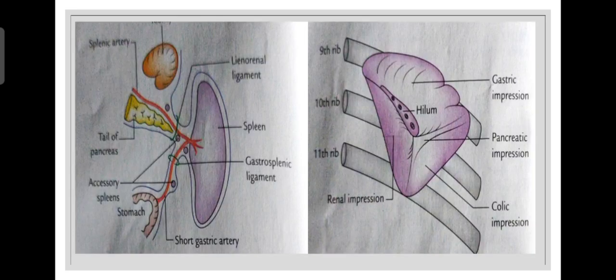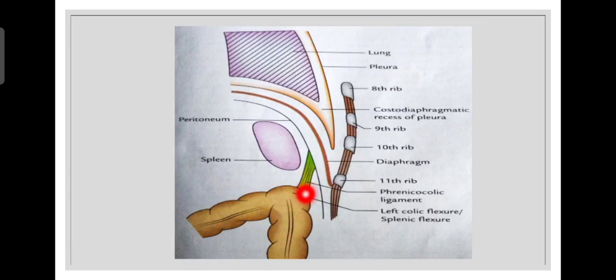Then we have the gastrosplenic ligament. See here, this is the gastrosplenic ligament, which is also a fold of peritoneum that extends near the diaphragm to the left colic flexure, that is the splenic flexure. It is very important here because on enlargement of the spleen, it goes towards the right iliac fossa, that is towards this direction and not towards this direction.